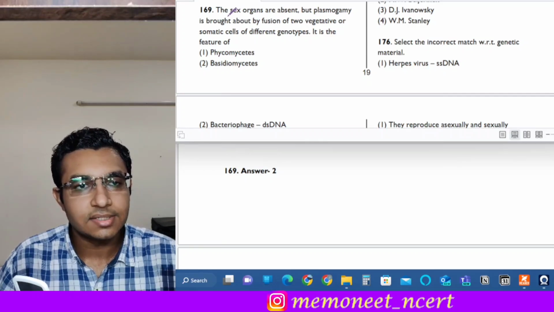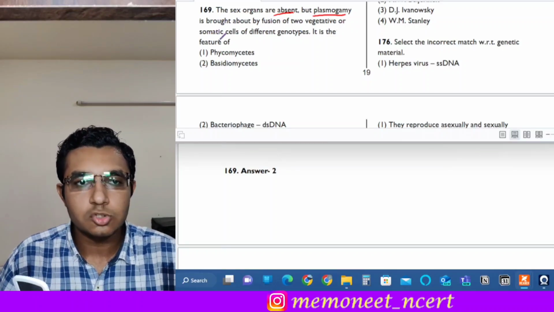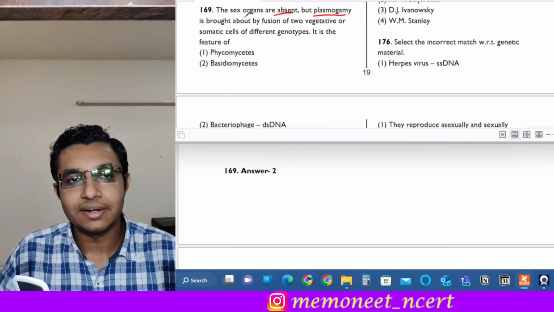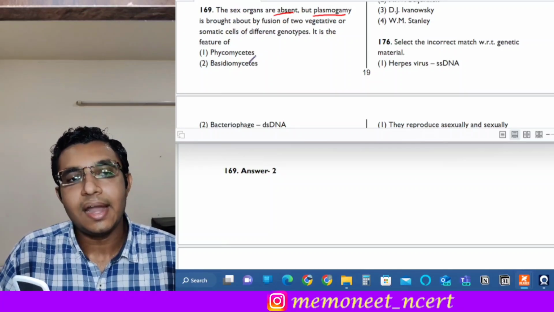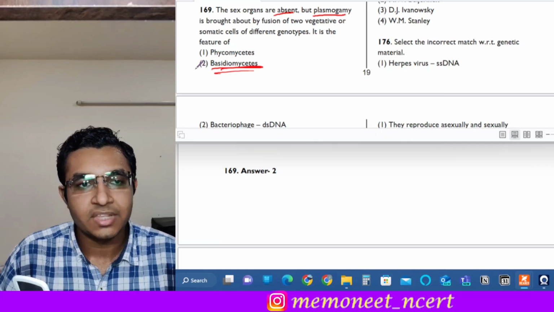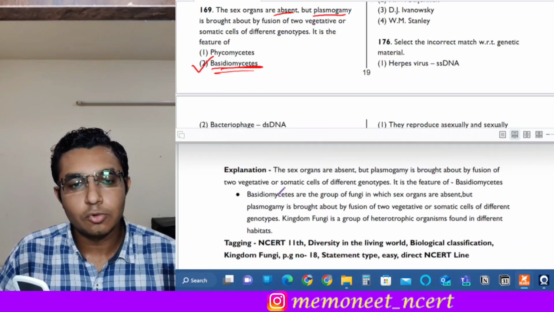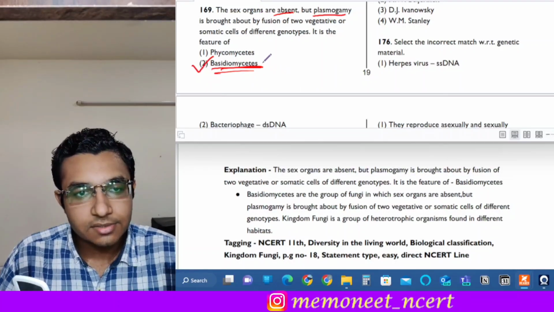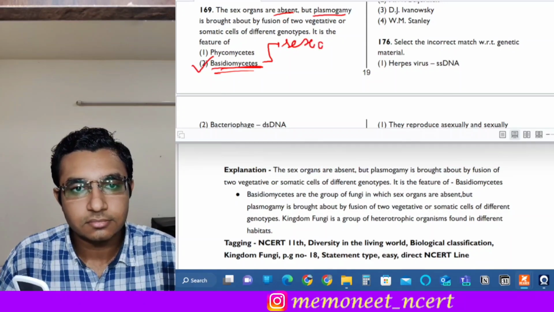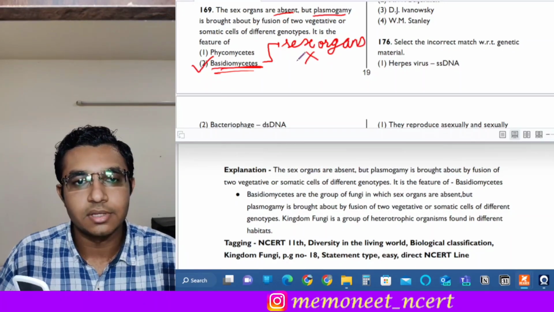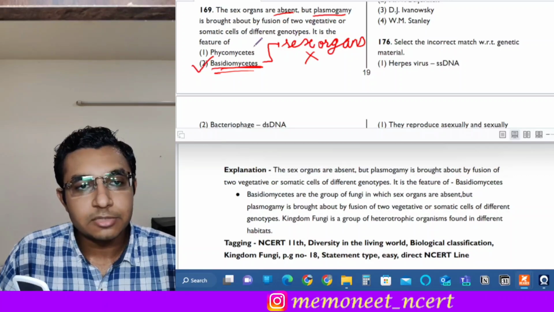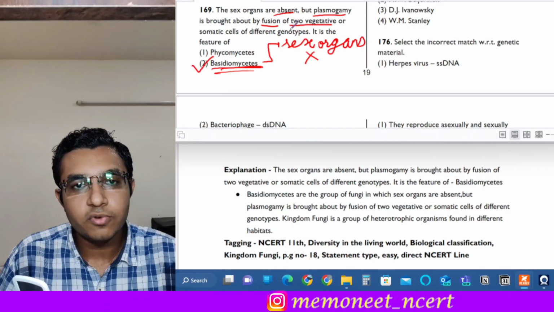It states that the sex organs are absent, but plasmogamy is brought about by the fusion of two vegetative or somatic cells of different genotypes. It is the characteristic feature of what? Now see, if you have read the NCERT correctly, then this line is given in the NCERT as a feature of Basidiomycetes. It is the characteristic feature of Basidiomycetes that first of all, the sex organs are absent. But then also the reproduction occurs. How? In them plasmogamy is brought about by the fusion of two vegetative or somatic cells.